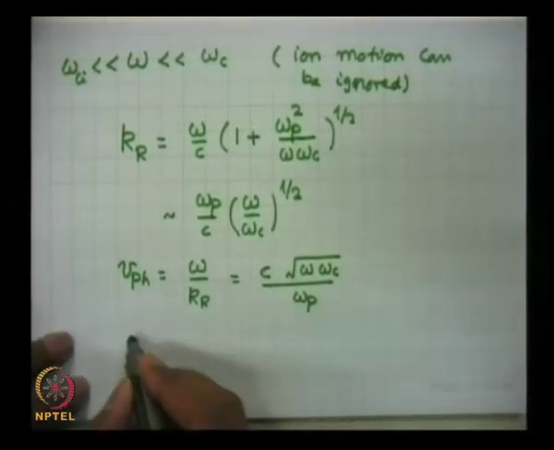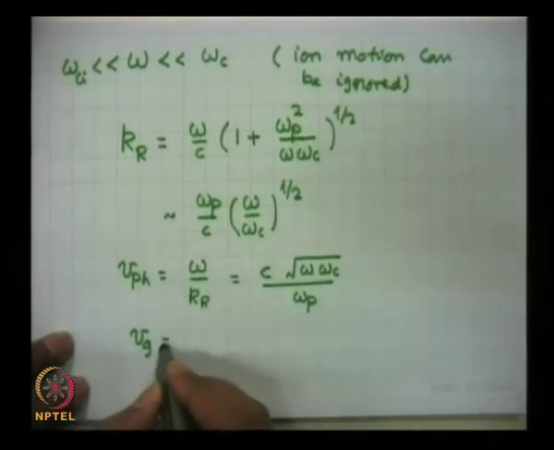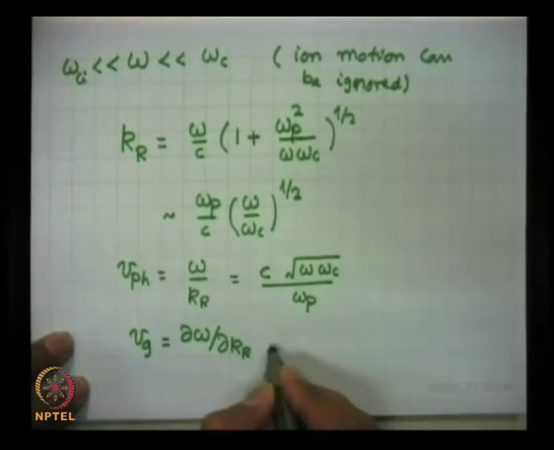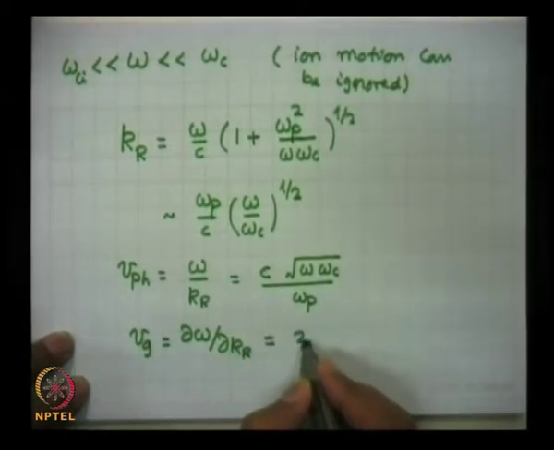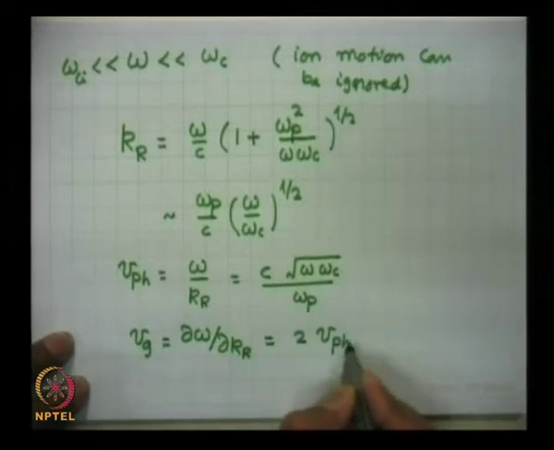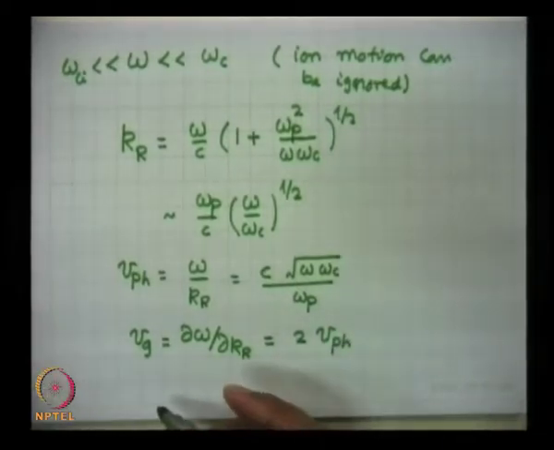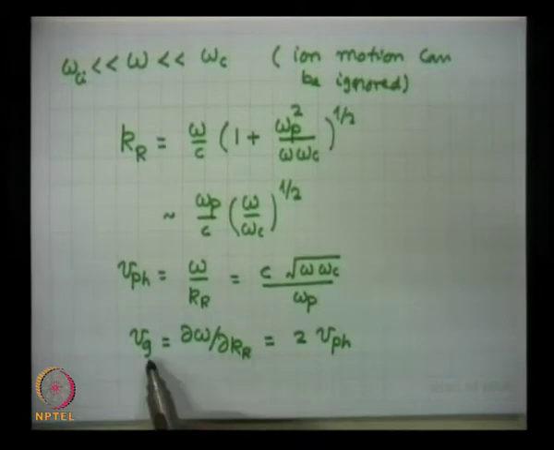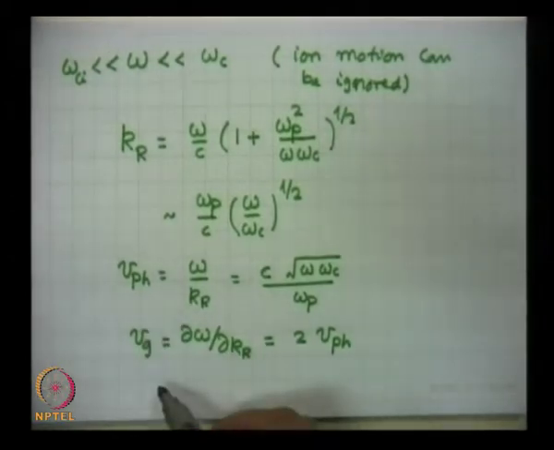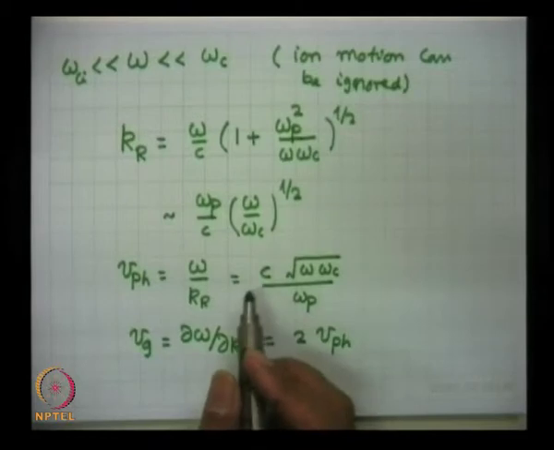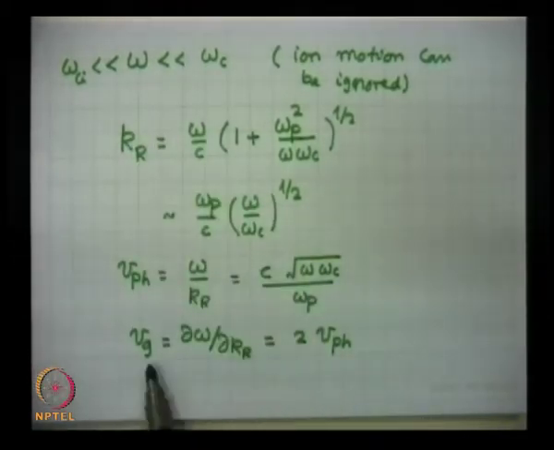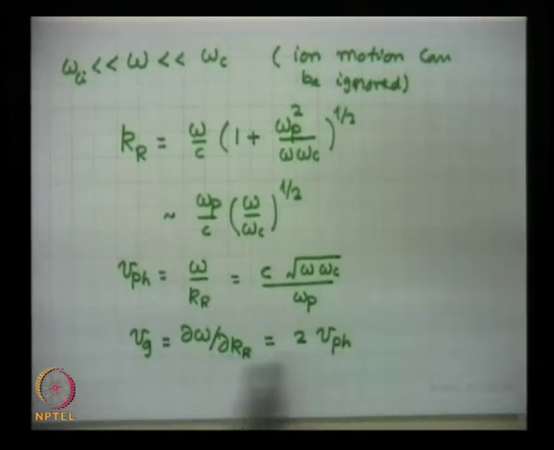And how about the group velocity, which is defined as delta omega by delta k r? It turns out to be 2 times phase velocity. A clear case when the phase and group velocities are not equal in magnitude. In unmagnetized plasma we had seen that group velocity is always less than the phase velocity. But in a magnetized plasma at low frequencies, in this frequency band, phase velocity is less than the group velocity. You can just check it.